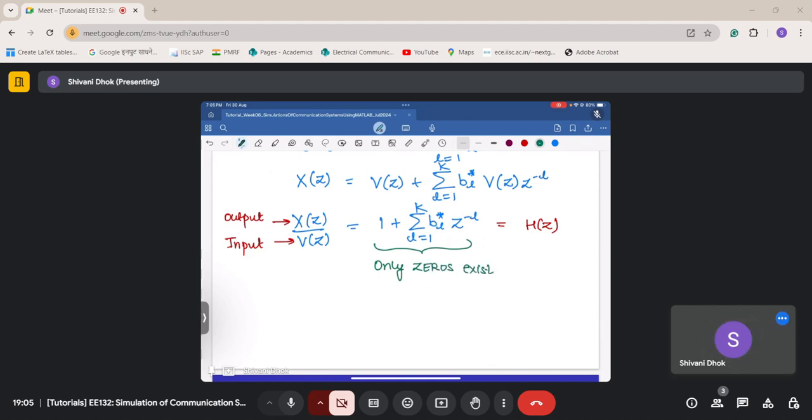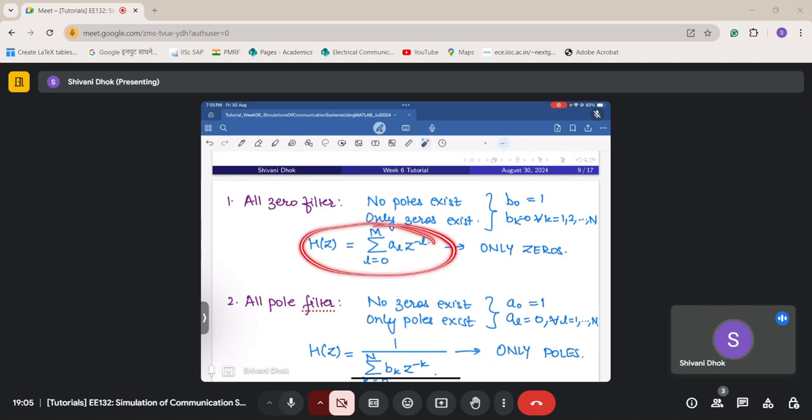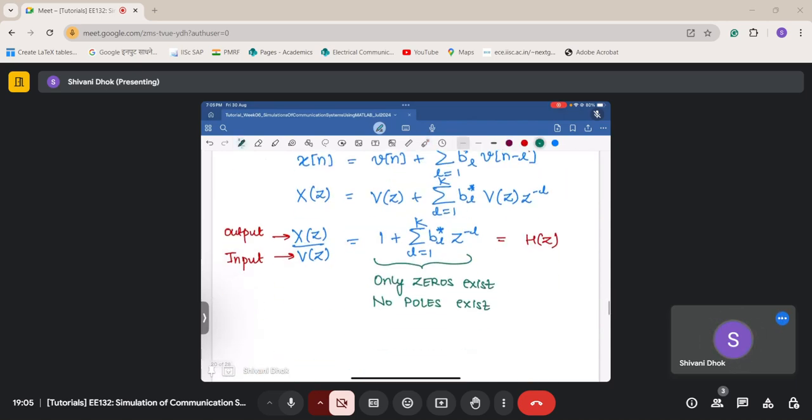exist, no poles exist. So this exactly resembles the way we have our Z transform here, which means that this thing here is an all zero filter.